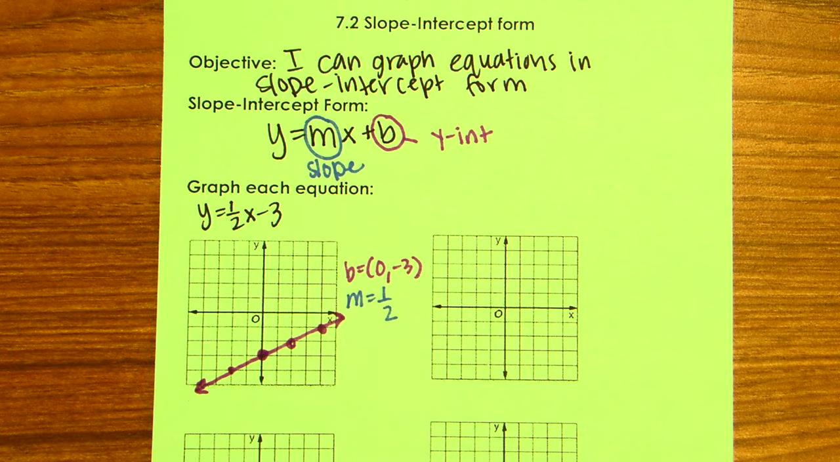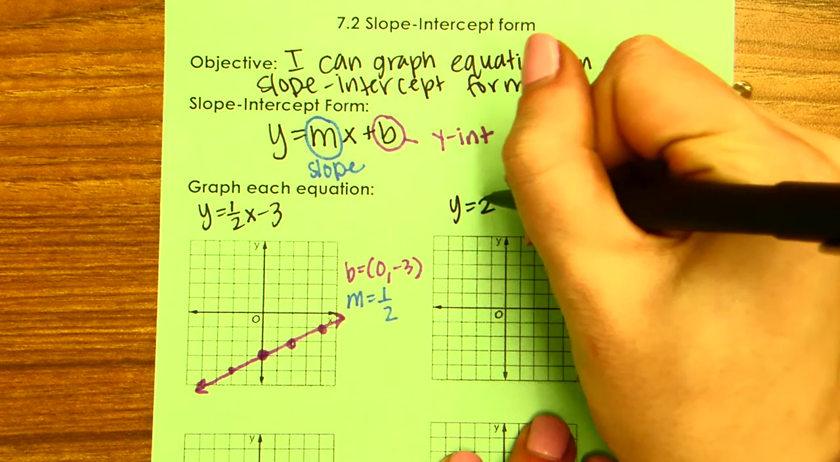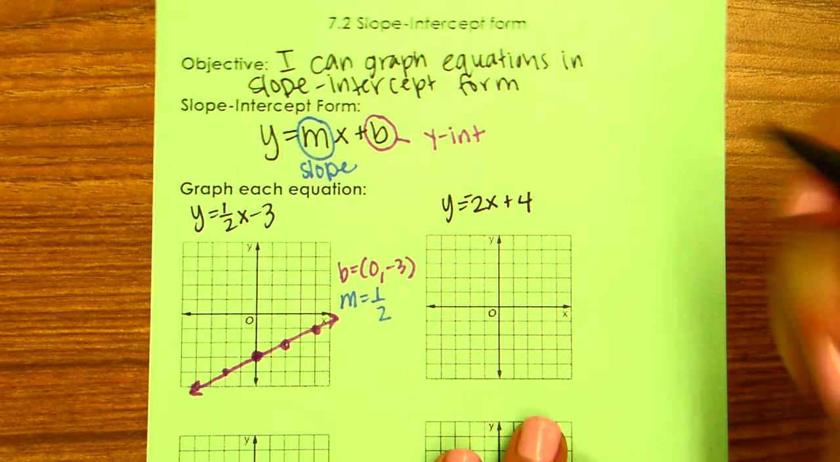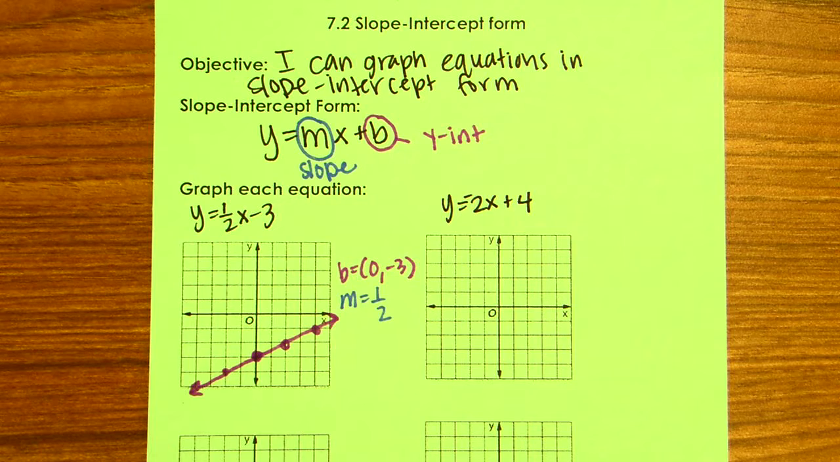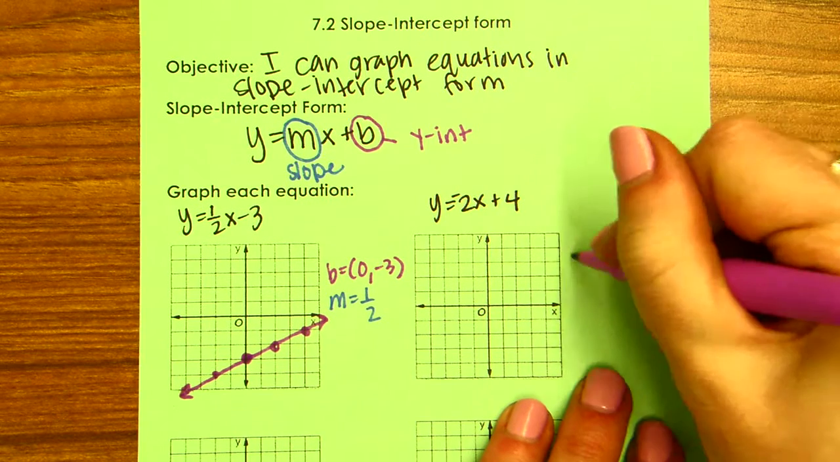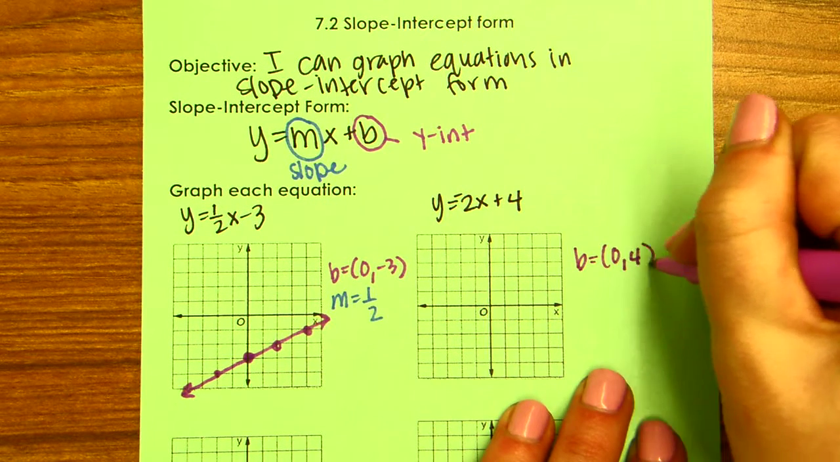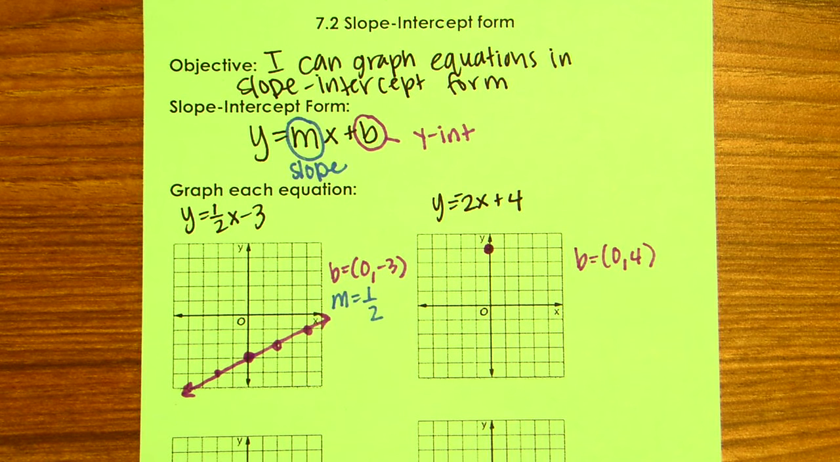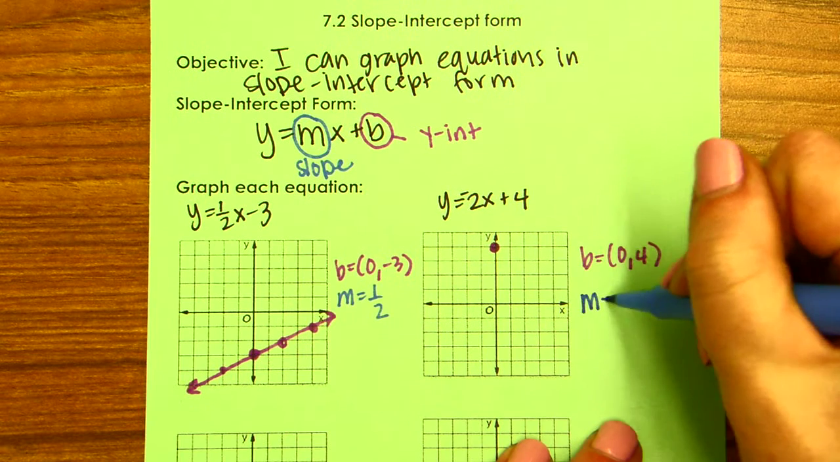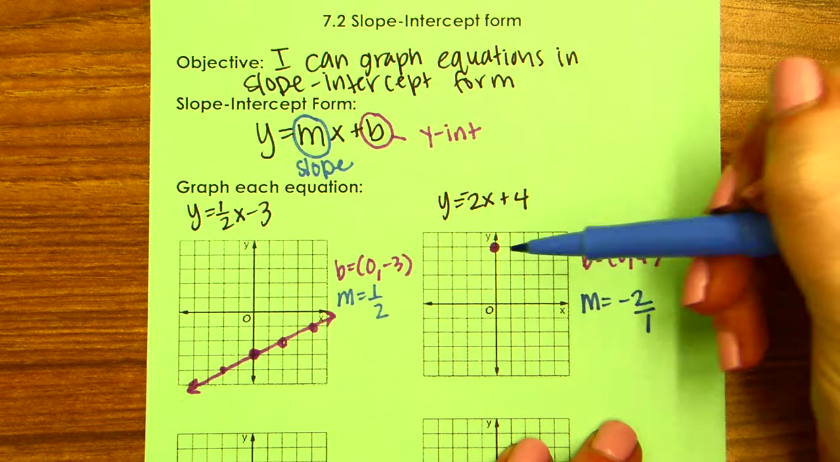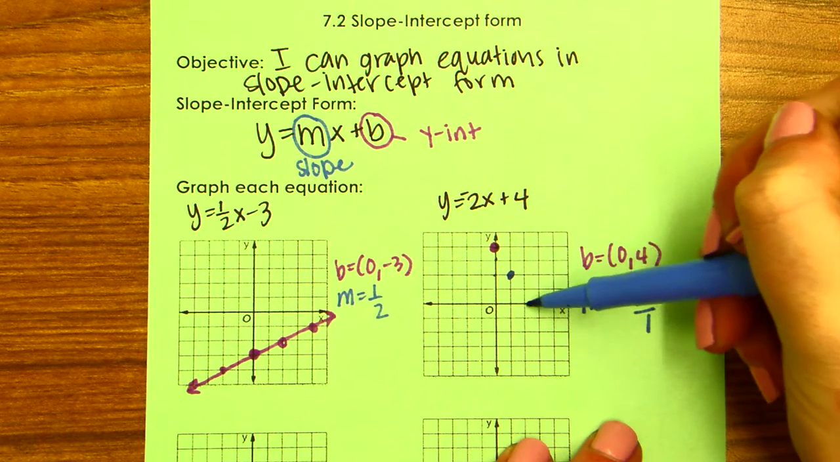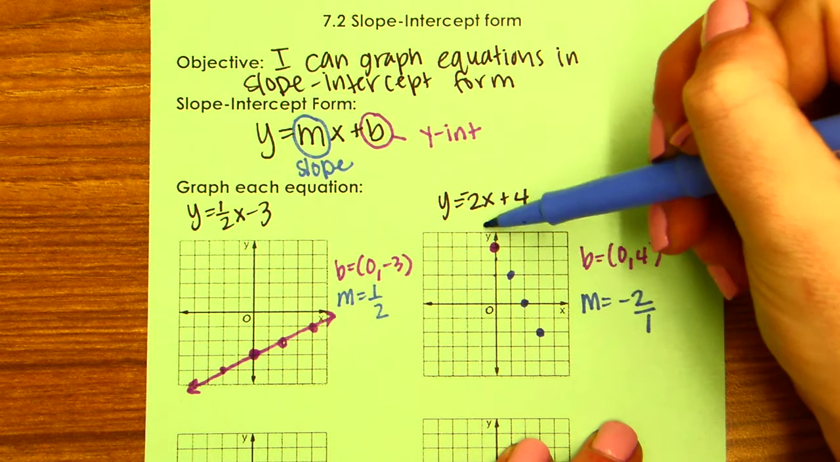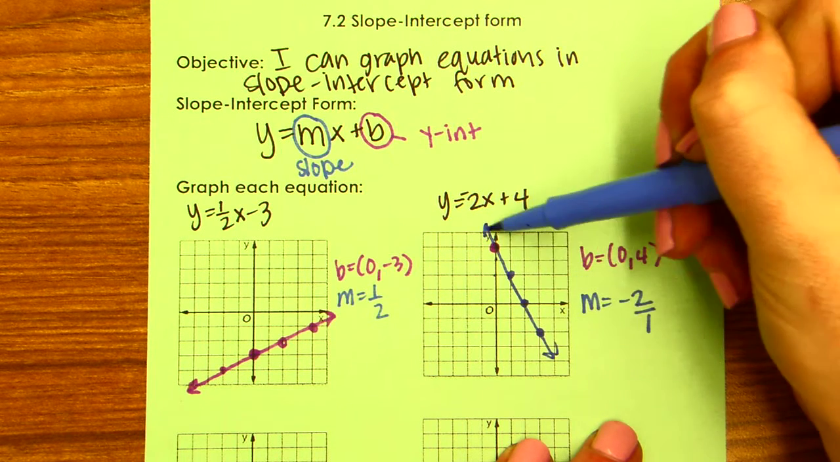Alright, for number 2, let's do y equals negative 2x plus 4. So I begin with b. b is positive 4. So on the y-axis at positive 4, I'm going to put a dot. And then the slope is negative 2. But I want to write it as a fraction, so I'm going to put negative 2 over 1, because that tells me that from this dot I'm going down 2 to the right 1, down 2 to the right 1. Then I can make a line.